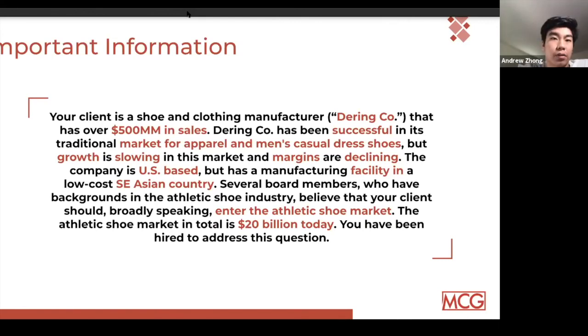We also looked at consumers. If we look at the consumer base, we have to look at their demographics and see if they would want to buy athletic shoes, since our company has probably been targeting a certain market because we sell casual dress shoes, so it might be a change in consumer base. So we have to look at that.